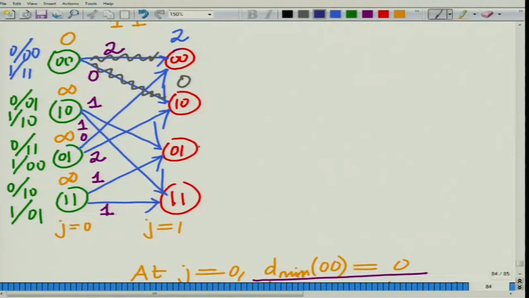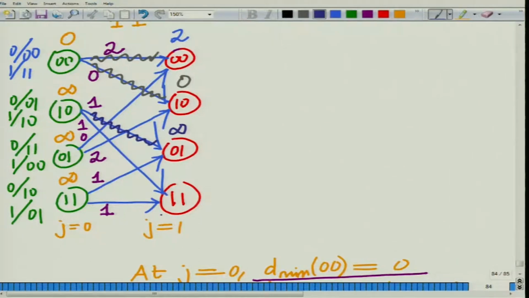Now if you look at 0 1, I can come either from 1 0, which has d min infinity, so the distance is infinity plus the branch metric 1, or from 1 1, which again has d min infinity, so the distance is again infinity plus 1. The minimum is the minimum of infinity plus 1 comma infinity plus 1, which in any case is infinity, so it does not matter, I can take whichever path.